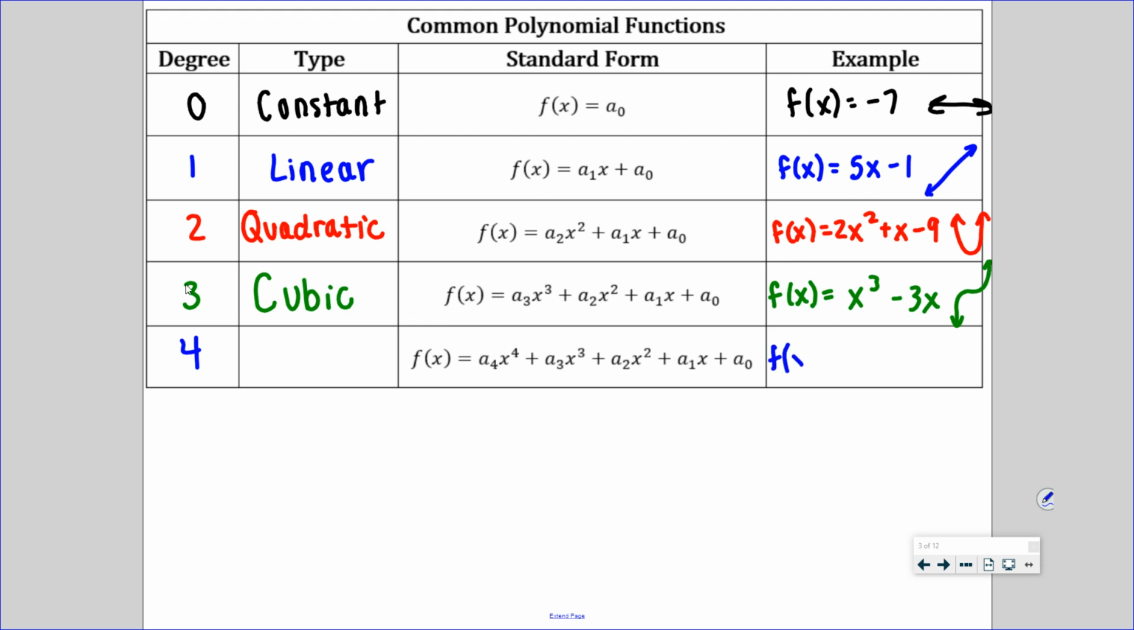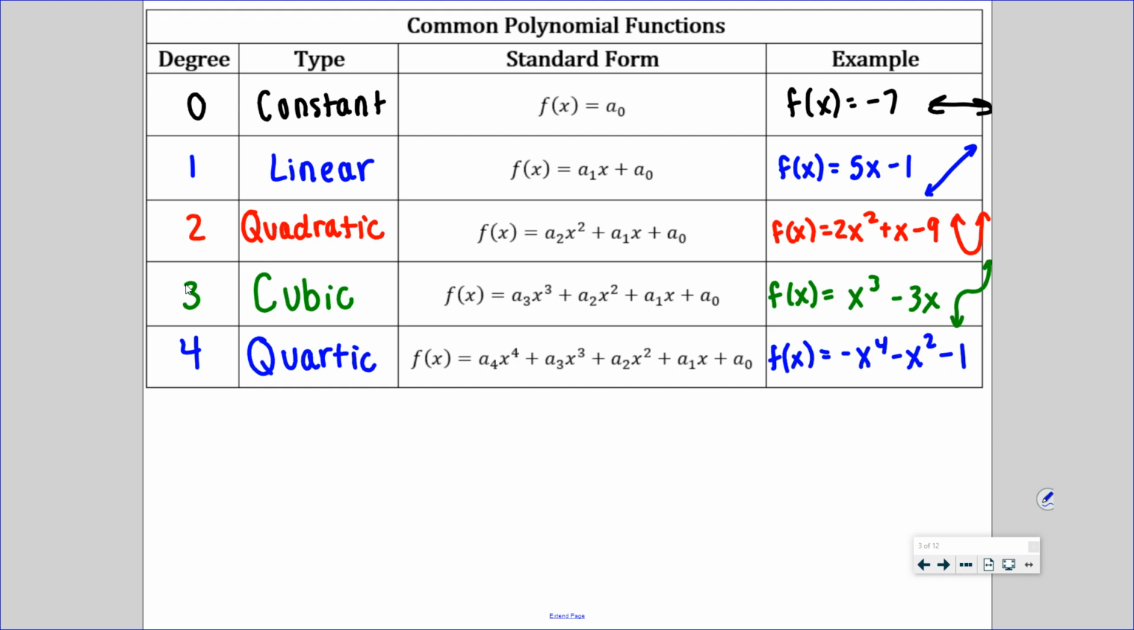Degree 4. Maybe I have something like this: negative x to the 4th. Notice I'm writing these all in standard form, meaning the order of my powers is descending from left to right. Any guesses what these are called? Quad does mean 4, but quadratic is 2. Think there's 4 of these in a gallon. Quart. Quartic.